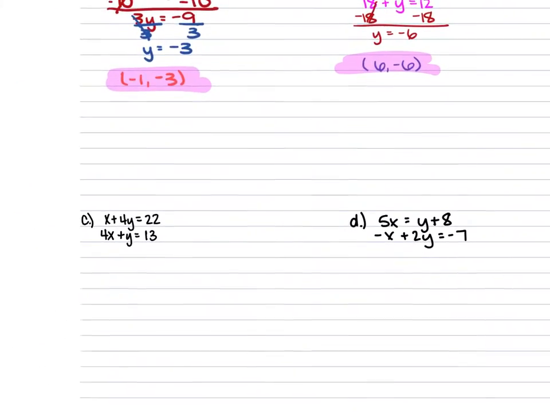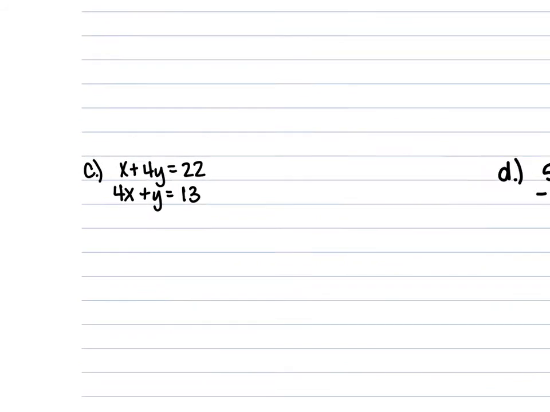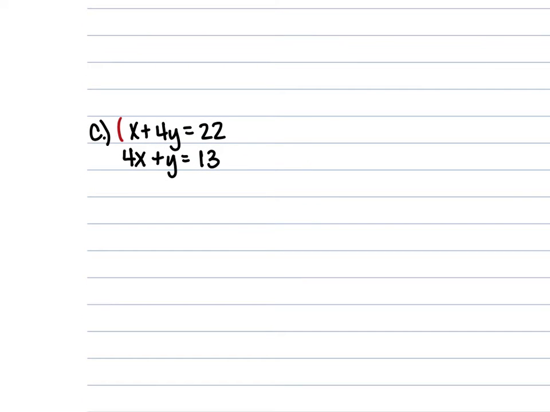For our next example, C, we have x plus 4y is equal to 22, and 4x plus y is equal to 13. When you look at these two x values or these two y values, you do not have opposites here. So when you multiply something by the entire equation, it's going to have to be a negative. So you need to decide now, what do I want to get rid of? Do I want to get rid of my x values, or do I want to get rid of my y values? It really doesn't matter. If I get rid of my x values first, I can multiply that top equation by negative 4.